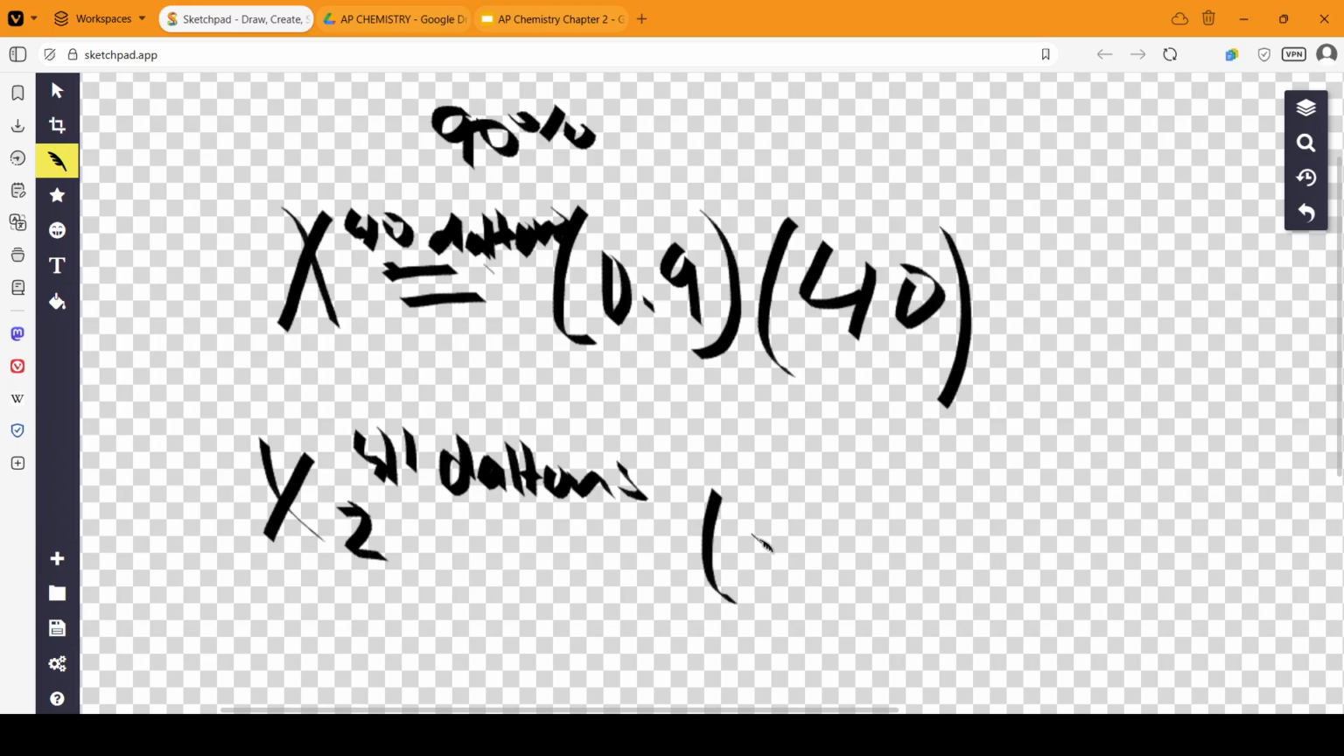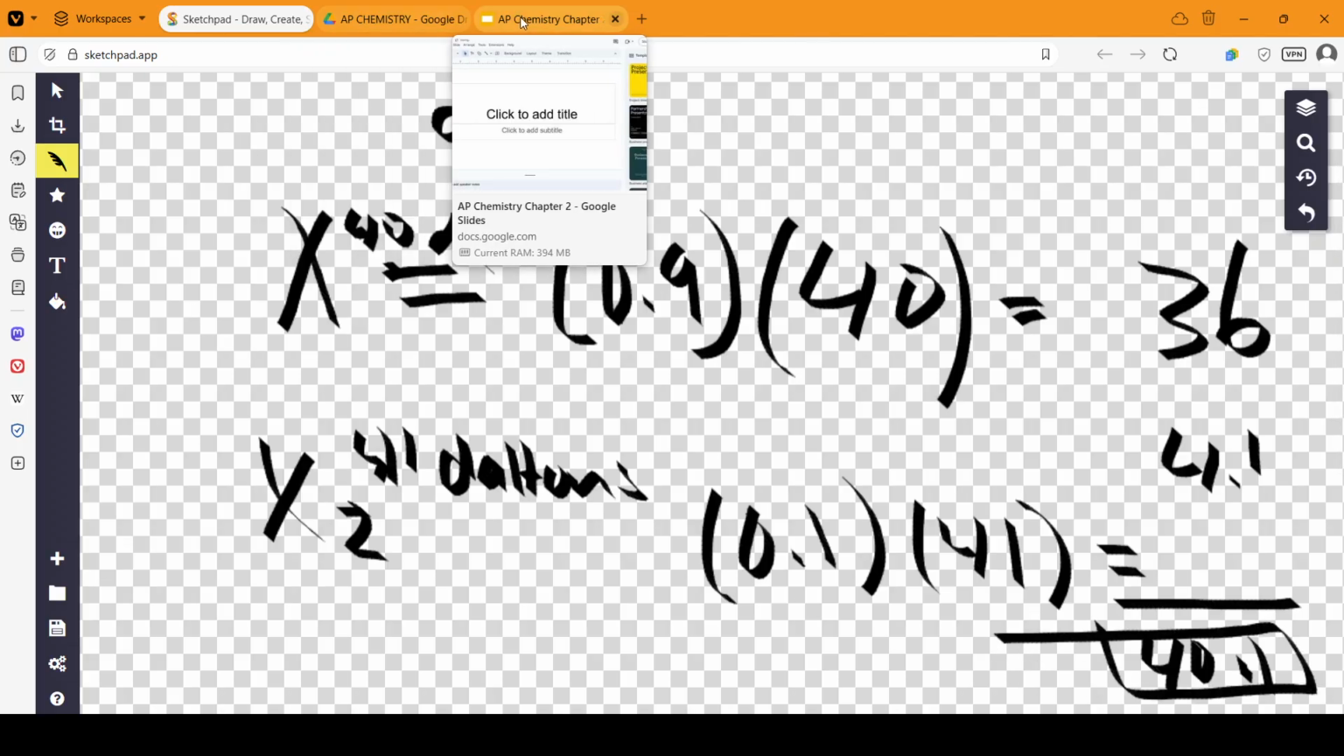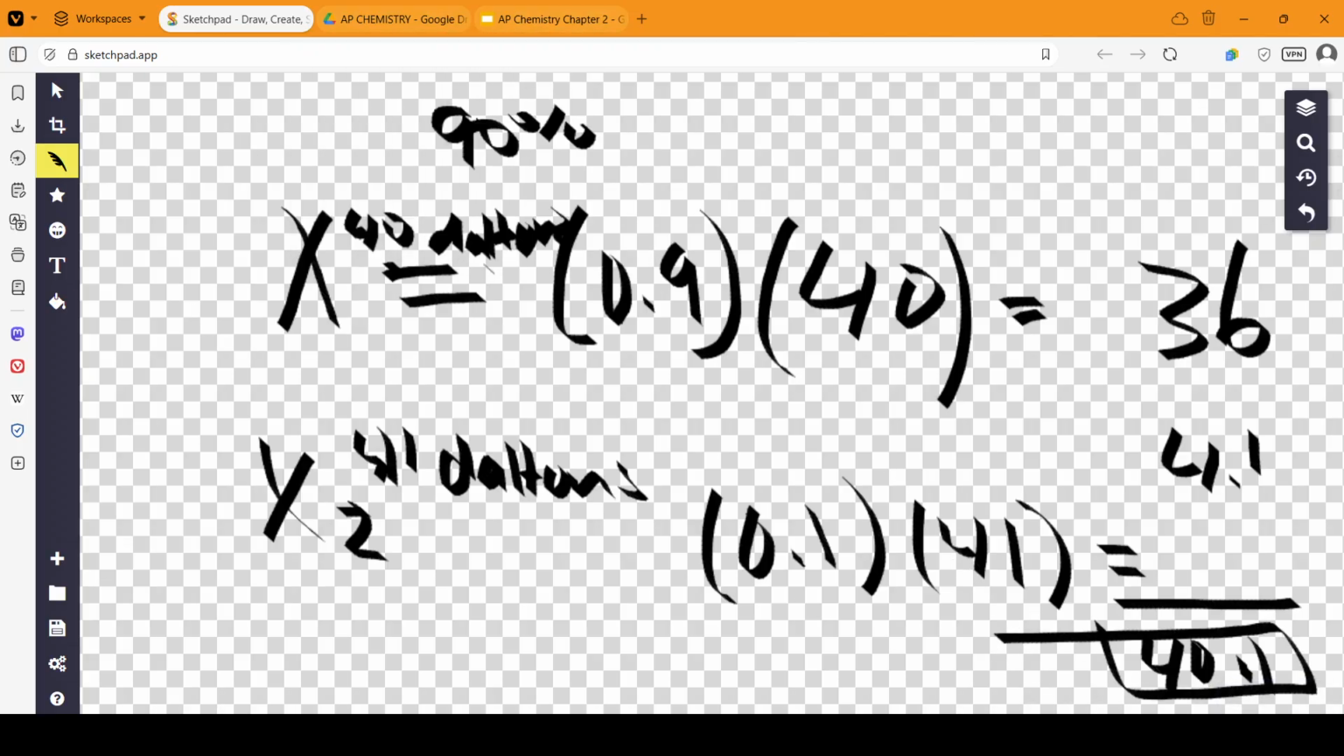So 0.9 times 40, and that means this is going to have a 10% abundance. It's going to be 0.1 times 41. All we do is calculate the percent abundance times the mass, and then we add them all together. So 0.9 times 40 is equal to 36, and 0.1 times 41 is equal to 4.1. That means the atomic mass is going to be 40.1. That's all you need to know for 3.2.3.